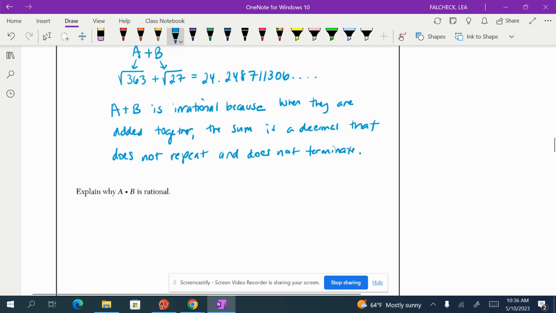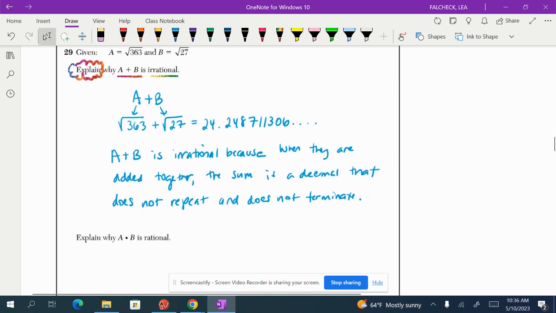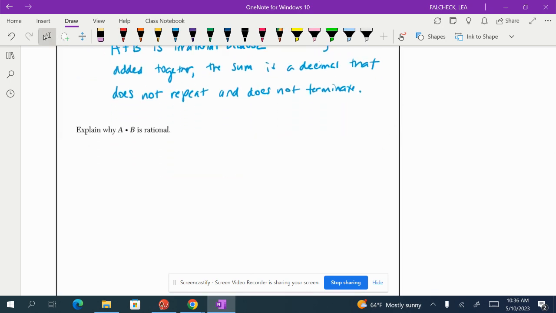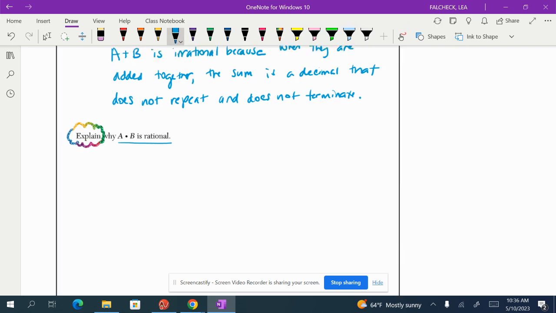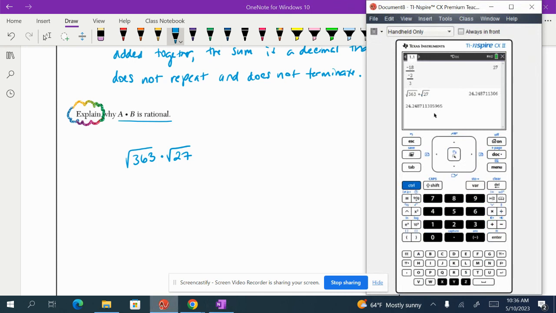Okay. And then in part B, or I guess in the second part, they're not really labeled, it says explain. So I'm going to have to use my words again. Explain why A times B is rational. So let's go ahead and take A. Let's multiply it by B and see what we get in our calculator.